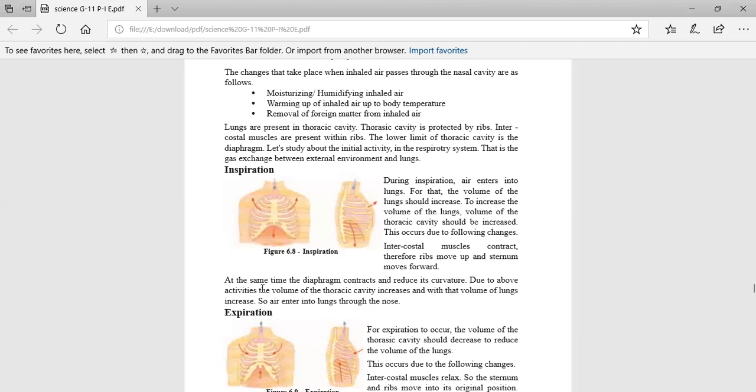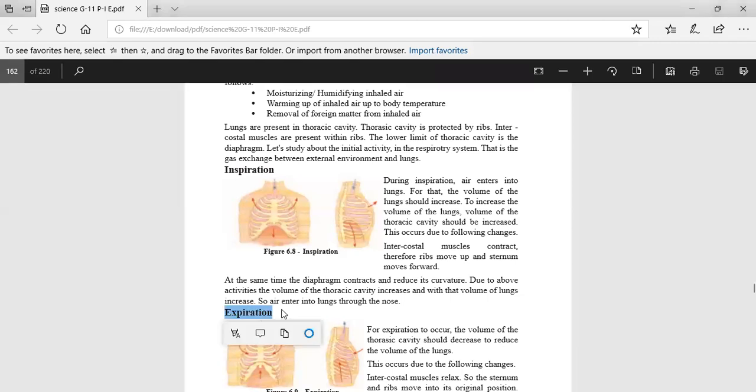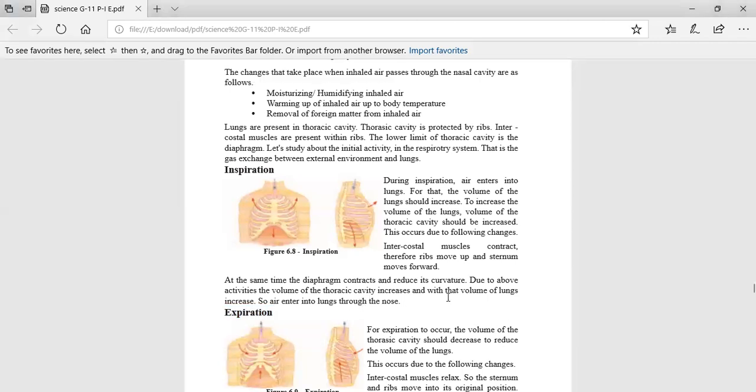Diaphragm. Right. The diaphragm reduces its curvature and increases the volume. The diaphragm moves down and increases the thoracic cavity volume. When the thoracic cavity volume increases, the lungs also increase.